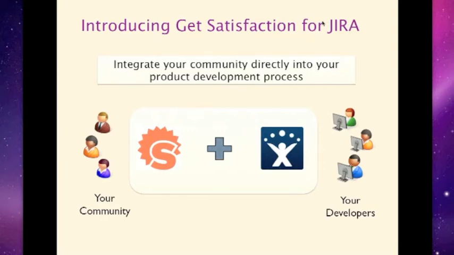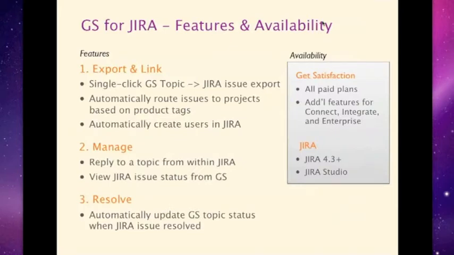So what we'll do now is provide you a quick overview of the features of what the Get Satisfaction for Jira integration does, and then we'll dive into each one in turn. Really, what the integration is allowing you to do is take topics and content that's being generated in the community, export those into Jira as issues, and then link those two together. Second, it's helping you manage the process of resolving issues in Jira and interacting with the community. And third, it allows you to easily resolve issues in Jira and automatically link those status updates to Get Satisfaction.